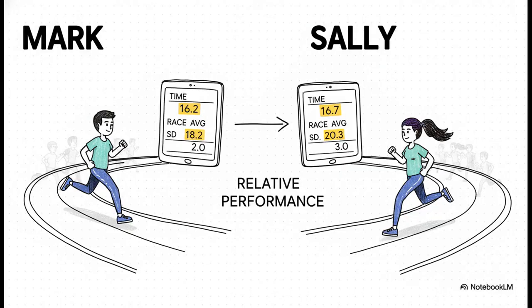All right, here are the stats. On the surface, Mark's time of 16.2 minutes is obviously faster. No debate there. But wait a second, look at the context. Sally ran in a much tougher race. The average time was way slower, over 20 minutes. So her performance might have been more exceptional relative to everyone else she was running against. The question is, how do we actually prove that with numbers?